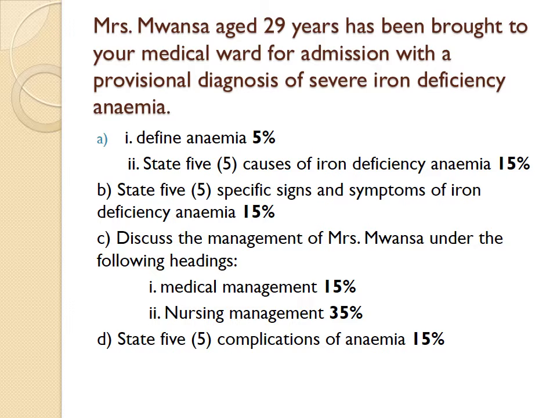A1 is saying define anemia, that's 5 marks. A2, state 5 causes of iron deficiency anemia. B, state 5 specific signs and symptoms of iron deficiency anemia. C, discuss the management of Mrs. Mwanza under the following headings: 1, medical management; 2, nursing management. Then D, state 5 complications of anemia.